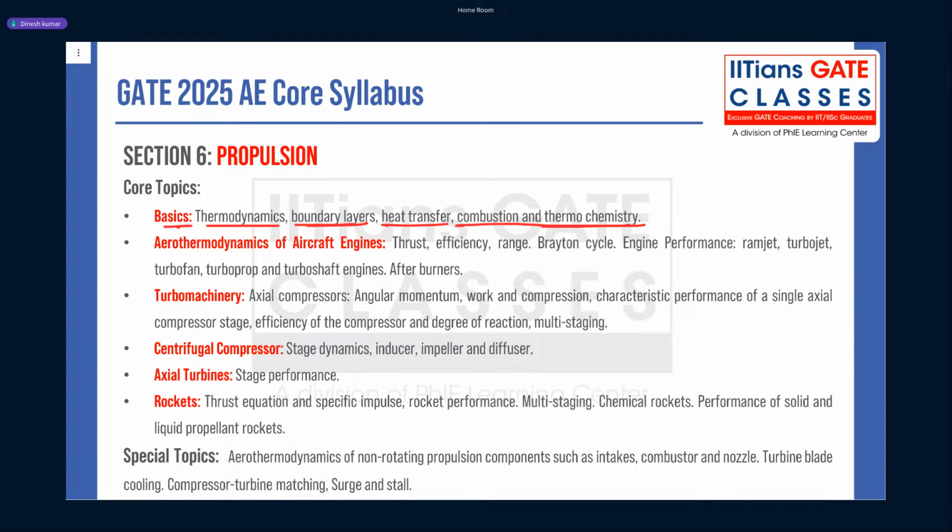Okay, core propulsion. Then next is aerothermodynamics of aircraft engines, like different cycles and analysis. Then turbo machinery like compressor and turbine. In turbo machinery they have divided centrifugal compressor, axial turbines, and the last is rocket propulsion. Here also they have added special topics, but in the propulsion syllabus you cannot study core and special topics separately, because many of the topics are interrelated.